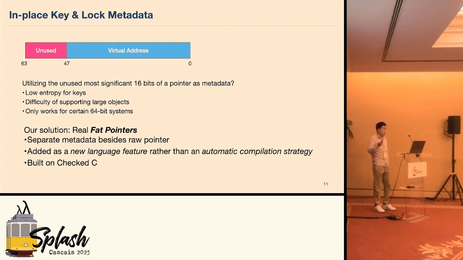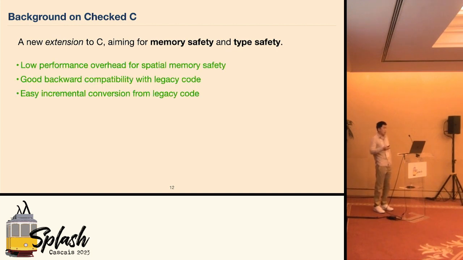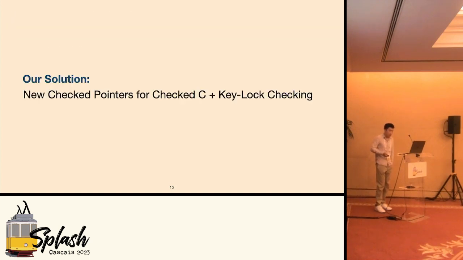So before talking about the fat pointers, a bit of background on Checked C. Checked C is a new extension to C, aiming for memory safety and type safety. It offers a low performance overhead for spatial memory safety, and it gives good backward compatibility with legacy code, and it enables programmers to incrementally convert legacy code to Checked C code. However, it lacks temporal memory safety. And our solution is we add new types of checked pointers to Checked C, which enforce the key-lock checking approach.